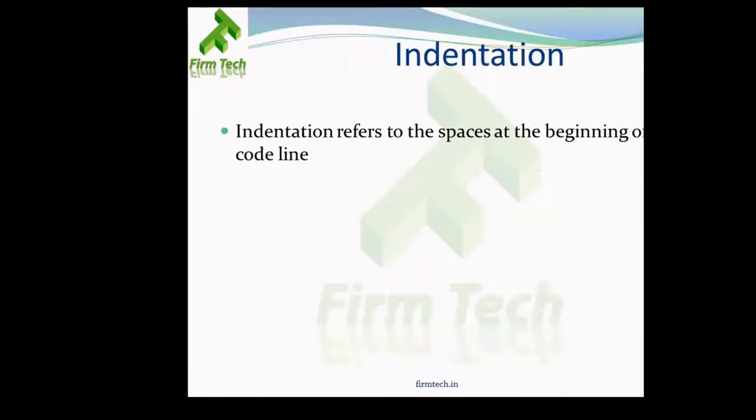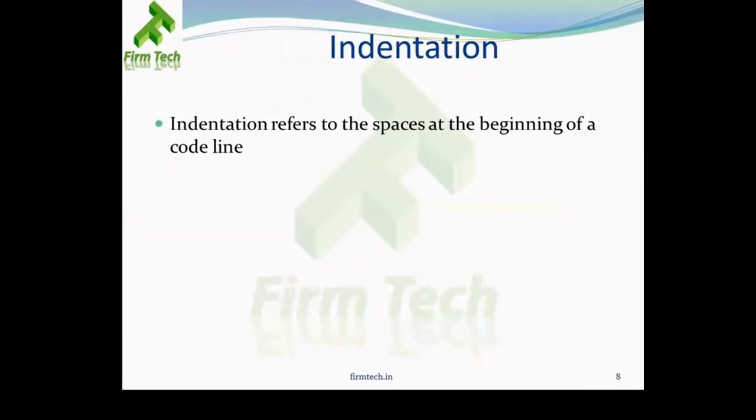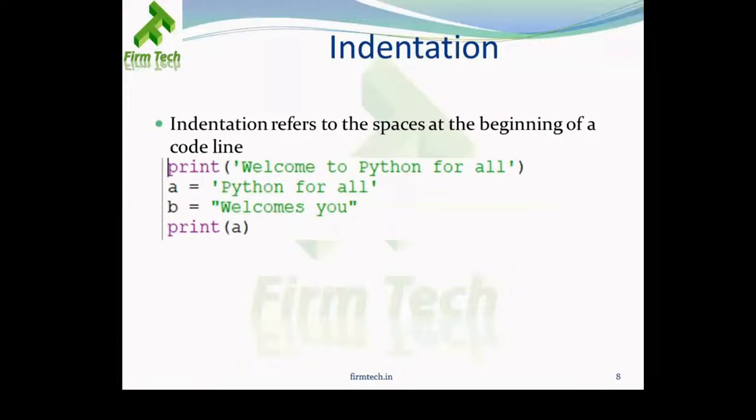And next we shall see about indentation. Unlike other languages, Python prefers indentation. That is, the space at the beginning of a code line is known as indent. It is very important to follow indentation in Python. See here, print welcome to Python for all is the first line, the next line is A is equal to Python for all, the next line is B is equal to welcomes you, and the next line is print A. All these four lines are arranged with the same indent.